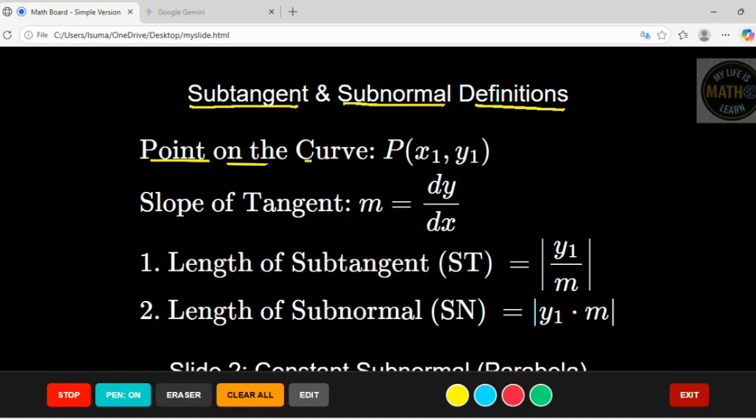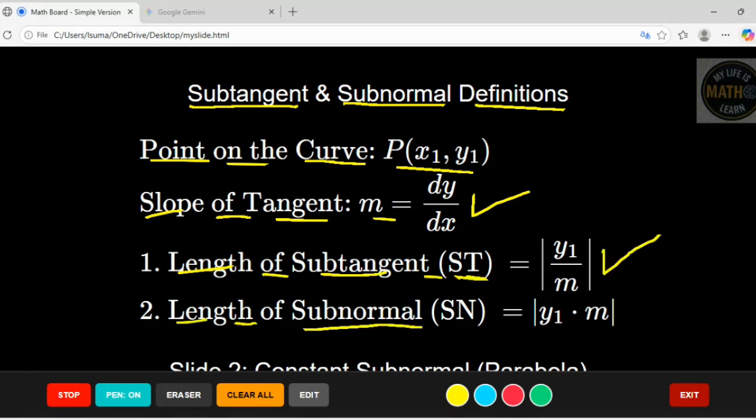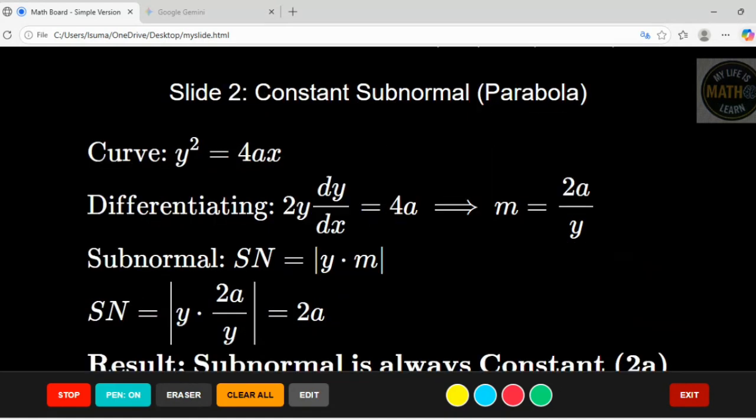The point on the curve is P (x1, y1) and the slope of the tangent is m, equal to dy by dx. Now the length of the subtangent ST is equal to y1 by m. The length of the subnormal SN is equal to y1 into m. Let's do some important concepts. The constant subnormal for the parabola.